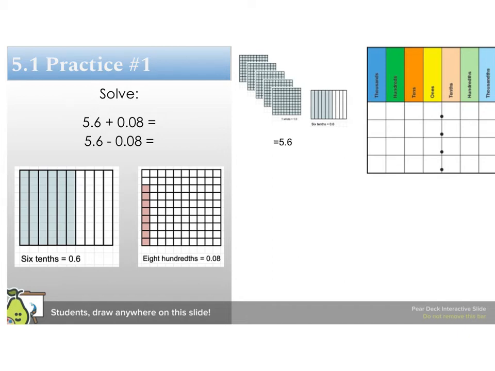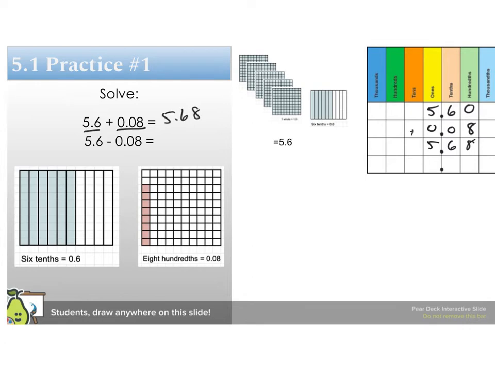So lesson 5.1 practice. We have 5.6 plus 0.08. I'm going to write them on the place value chart. 5.6 plus 0.08. I'm going to add a 0 here. When I add it, it's just going to be 5.68.